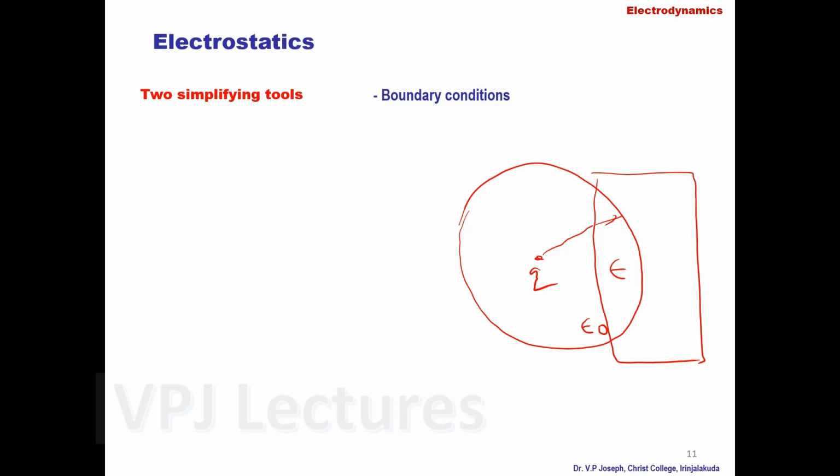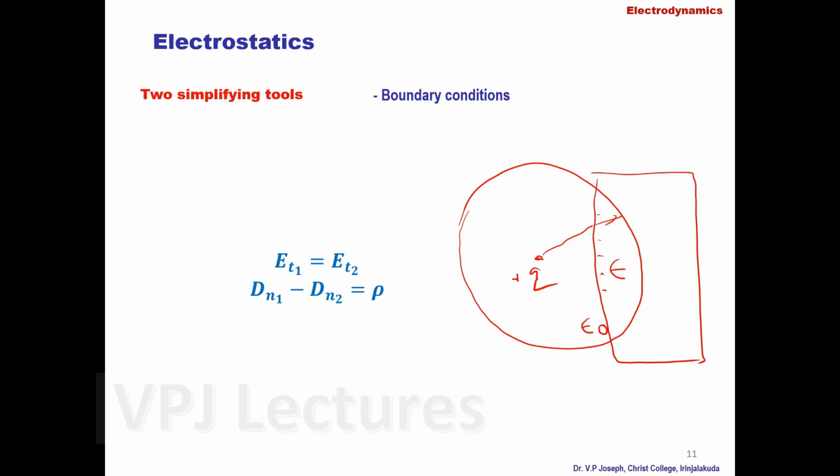Due to polarization, some charges accumulate here. If you place a positive charge here, some negative charges accumulate here. That produces other field lines, so the field present inside the dielectric may be different. So in such situations, we have to find out the electric field at different regions, and what happens to the electric field when it crosses the boundary.